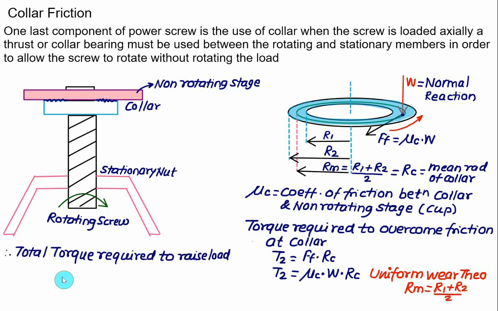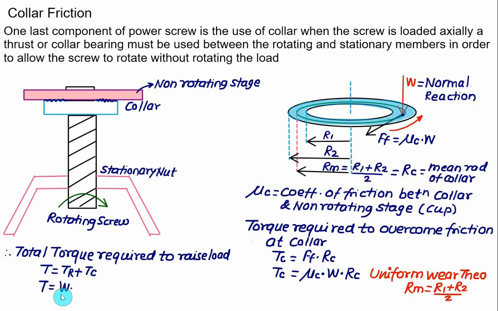So we have two torques required here. One is for the friction between the rotating screw and the nut. So we have the torque T1 equal to W into tan of phi plus lambda multiplied by dm by 2, plus we have the additional torque required. This value is the same as Tr plus the additional torque required to overcome the friction, T2. We can show this as Tc also. So we use the symbol Tc, the torque required to overcome the friction at the collar. So the total torque required to raise the load will be Tr plus Tc.